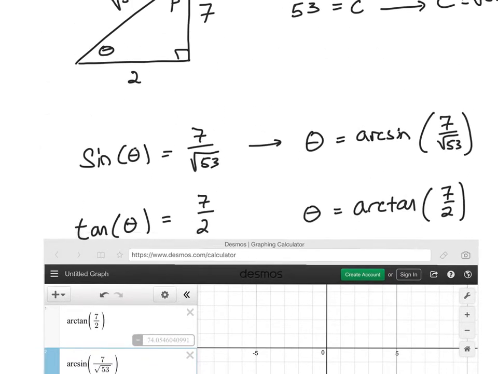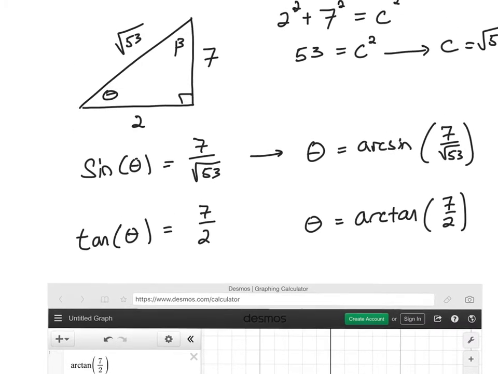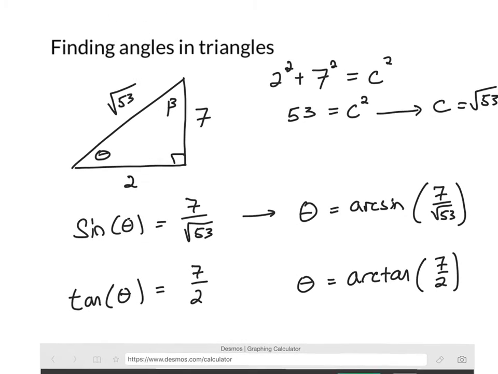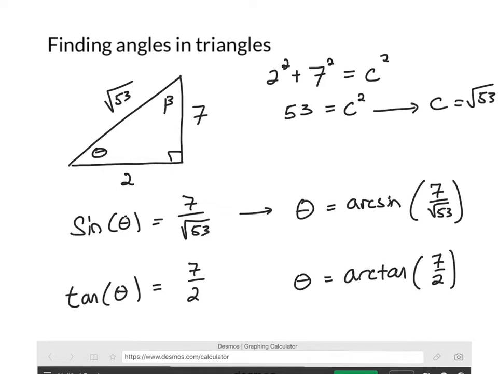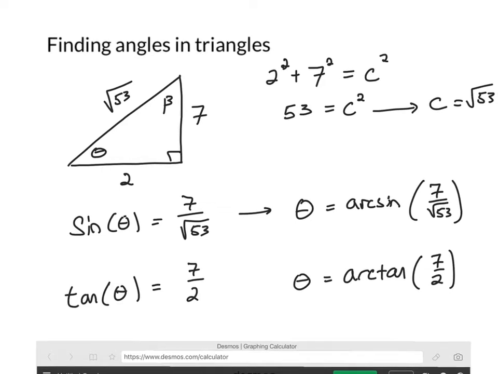We'll come back up here to our Desmos window. So theta has to be 74.05 degrees. Let's go ahead and put in our degree measure. So this is 74.05.